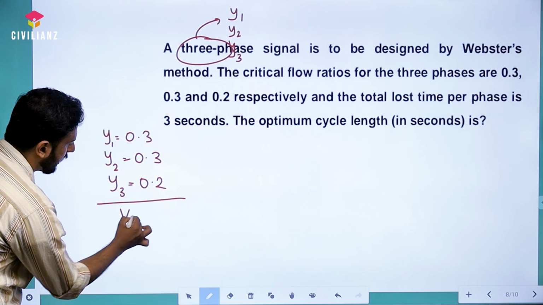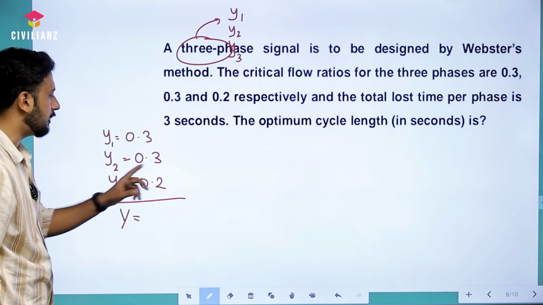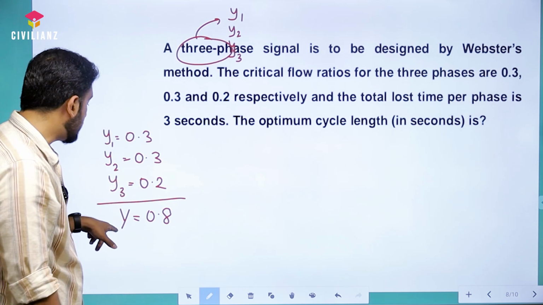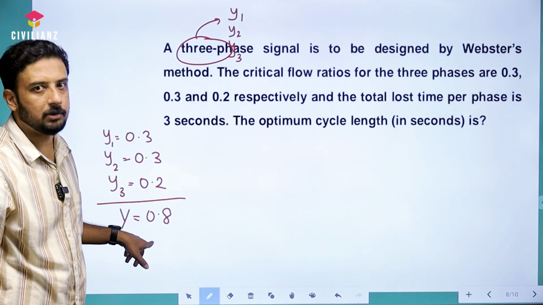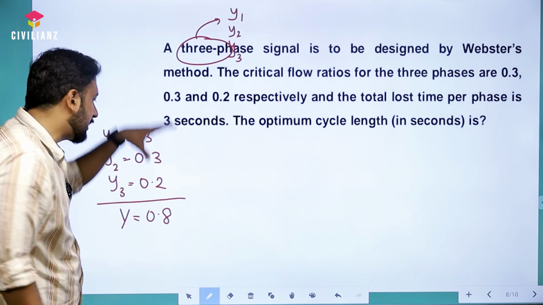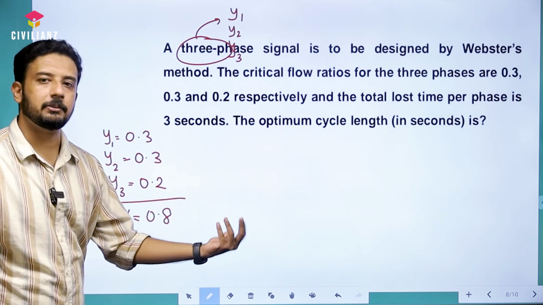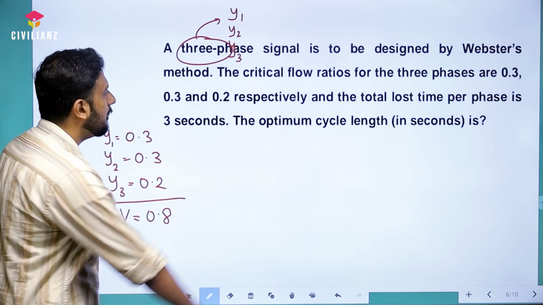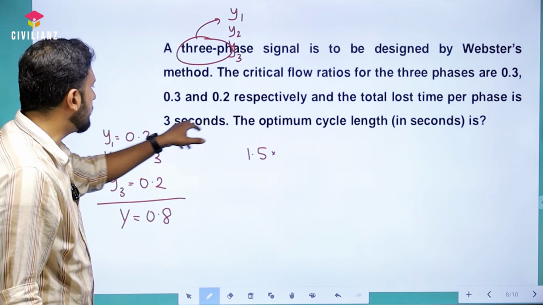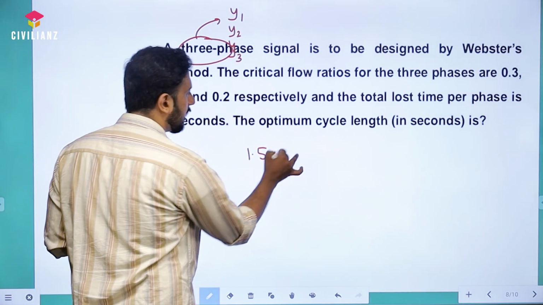Which means how much will be capital Y then? 0.3 plus 0.3 plus 0.2, 0.8. Got it? And this capital Y also will be less than 1 always, so you can keep that in mind. Small y is also less than 1, and their sum, capital Y, is also going to be less than 1 definitely. So 1.5 into, how much is capital L? Lost time is 3 seconds. Are we going to substitute 3 here?